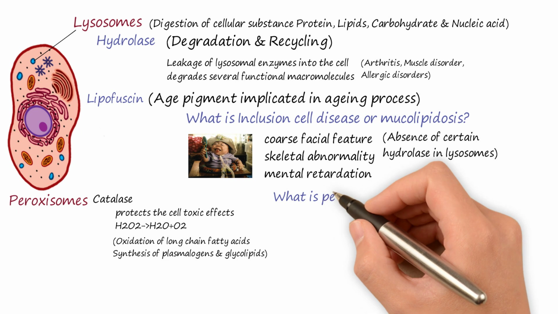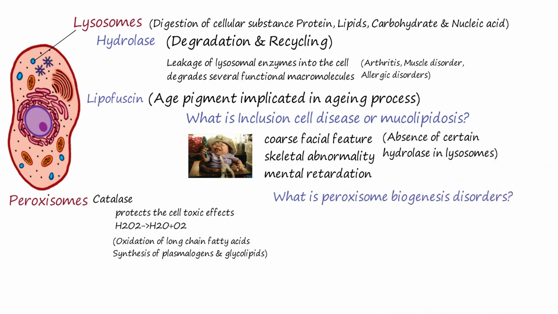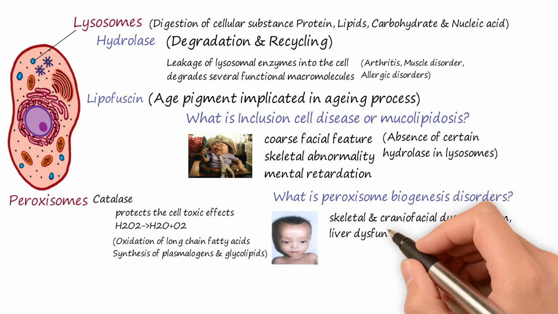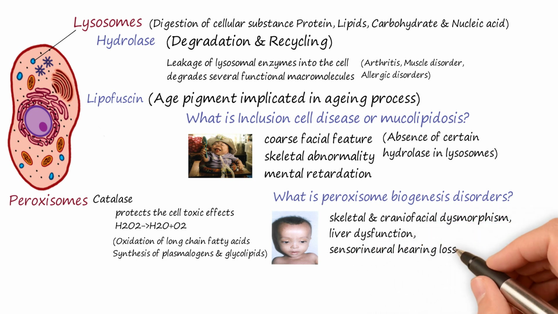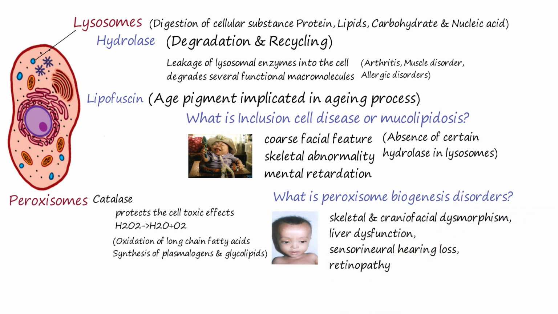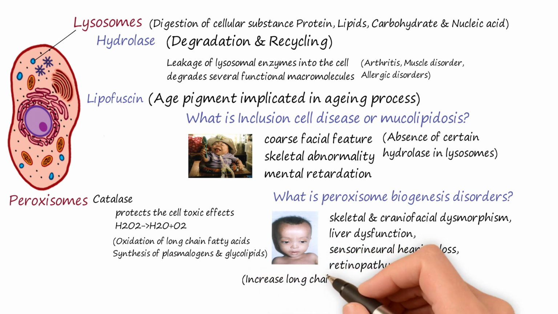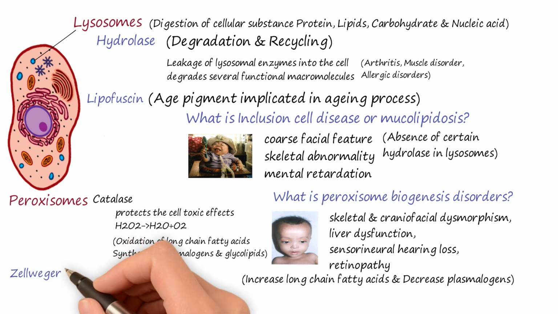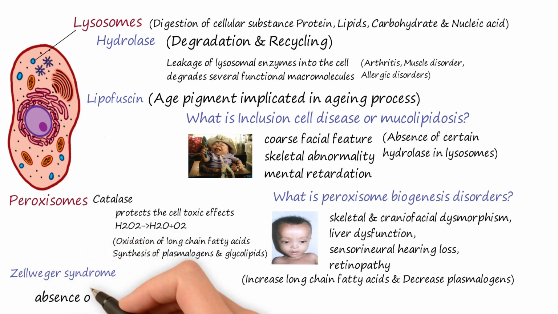What are peroxisome biogenesis disorders? Peroxisome biogenesis disorders are developmental brain disorders that also result in skeletal and craniofacial dysmorphism, liver dysfunction, progressive sensorineural hearing loss, and retinopathy, due to an increased level of very long-chain fatty acids and decreased concentration of plasmalogens. A severe form of peroxisome biogenesis disorder is Zellweger syndrome, characterized by the absence of functional peroxisomes.